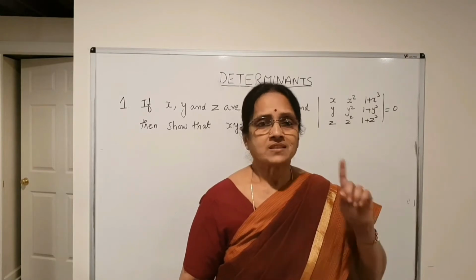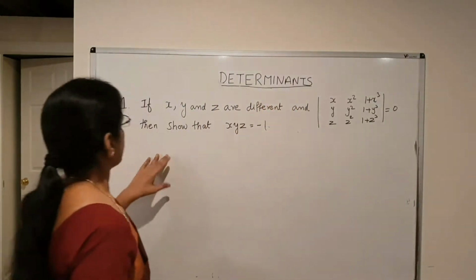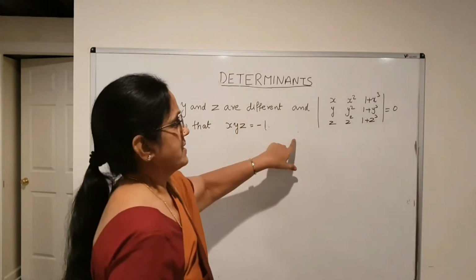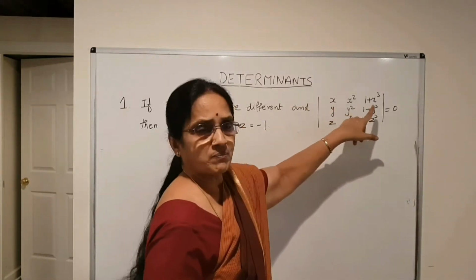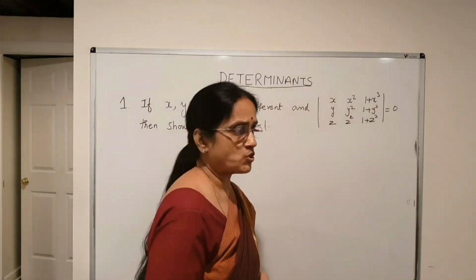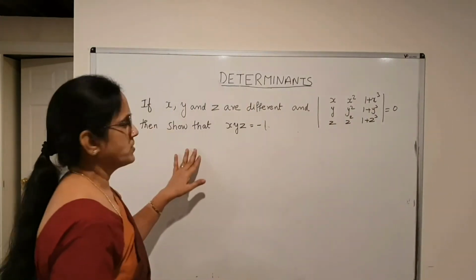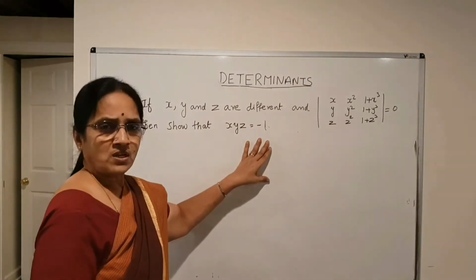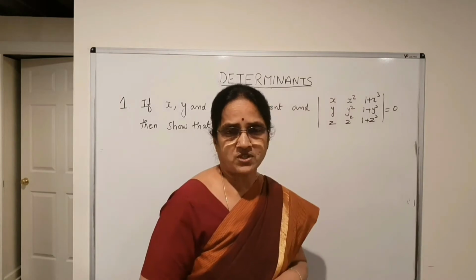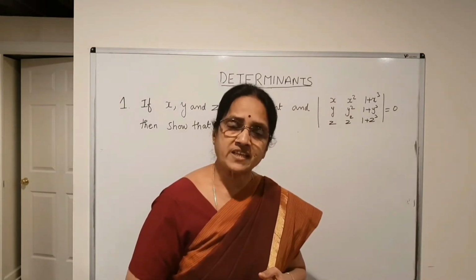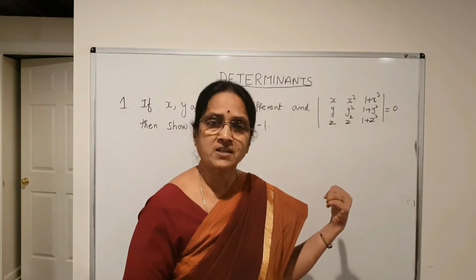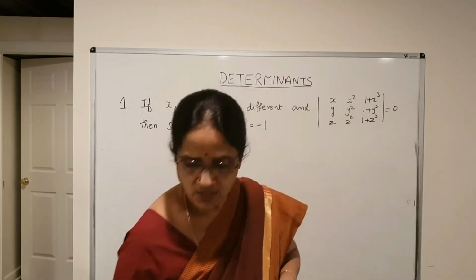Here we go. The first question goes like this. If x, y and z are all different and the determinant |x, x square, 1 plus x cube; y, y square, 1 plus y cube; z, z square, 1 plus z cube| equals 0, then show that xyz equals minus 1. This question is actually taken from the NCERT textbook, but also in 2008 and in 2011, the same question was asked in the board examination. Now let's do this.